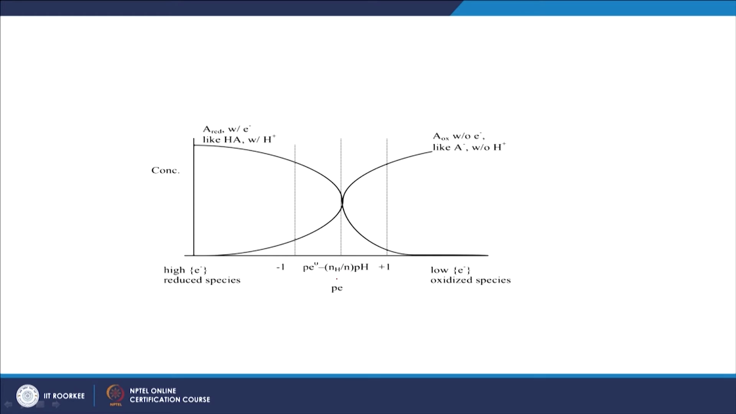Earlier, if you remember, for the equation which was just A oxidized plus n electrons goes to A reduced form, we did not have this pe naught minus nH by n pH, we just had pe naught. But now we also have A oxidized plus nH H plus plus n electrons goes to A reduced form. So, obviously here the reference term is pe naught minus nH by n pH. Again, it is similar to the figure that we visualized earlier.